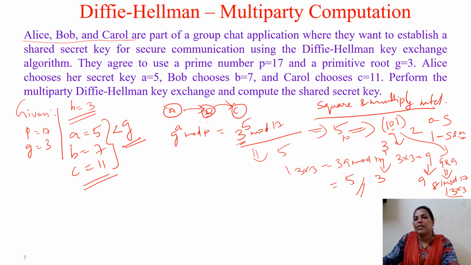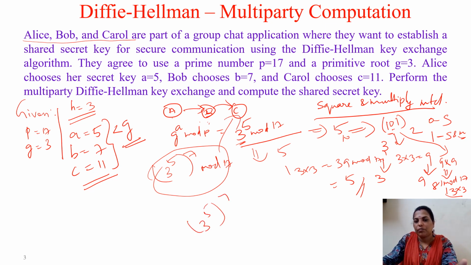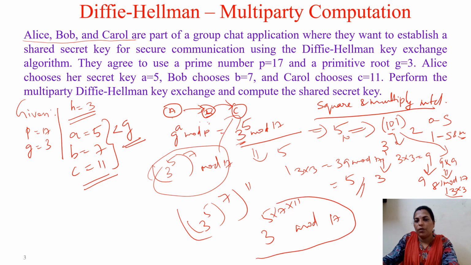Then after computing this value, what is Alice doing? Alice is sending this value to Bob. So what is Bob doing? Bob now knows the 3 power 5 mod 17 value he received. Bob has his own private key, right? So 3 power 5 into 7 mod 17 has to be computed by Bob, and this value has to be sent to Carol. Then Carol has 11. So this value, 3 power 5 into 7 into 11 mod 17, Carol has to compute.